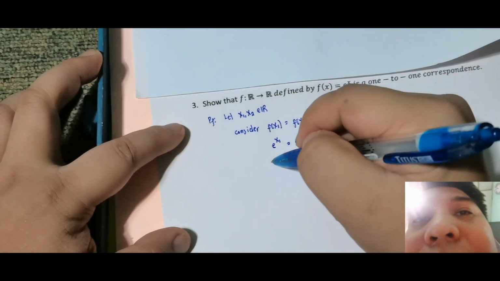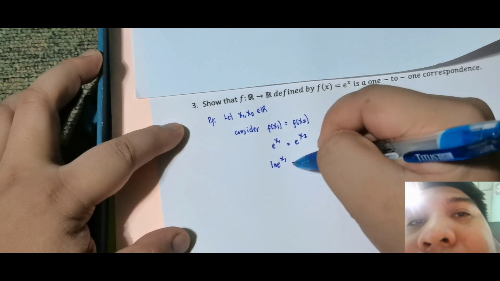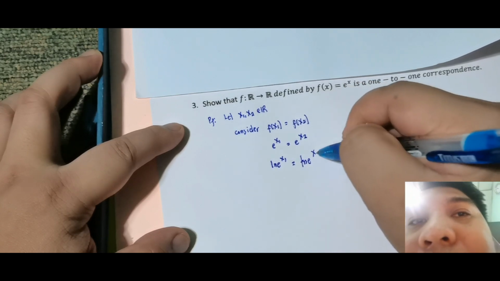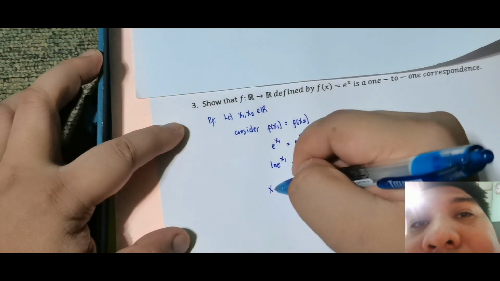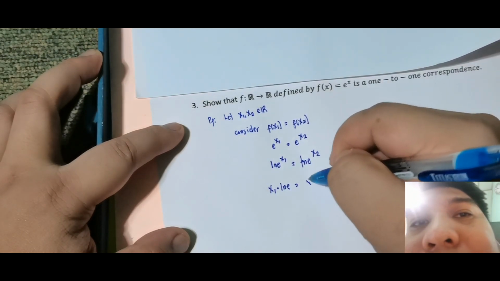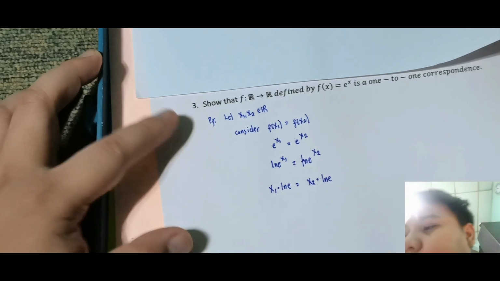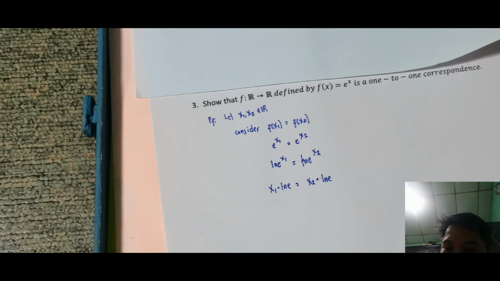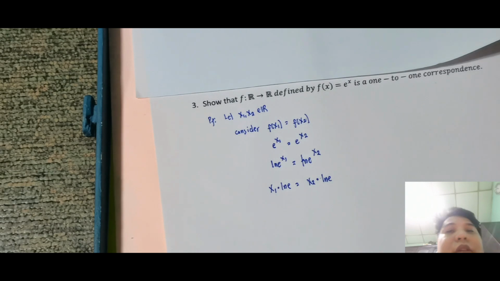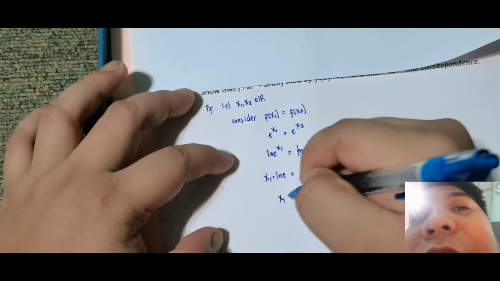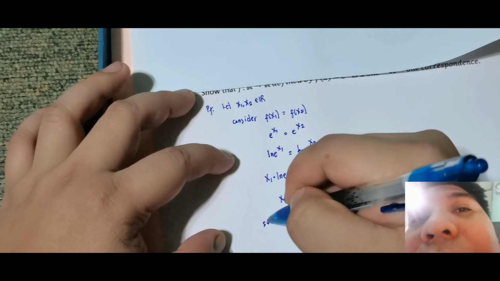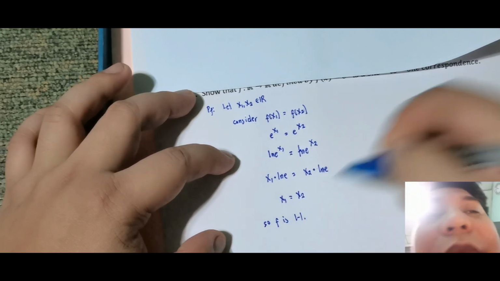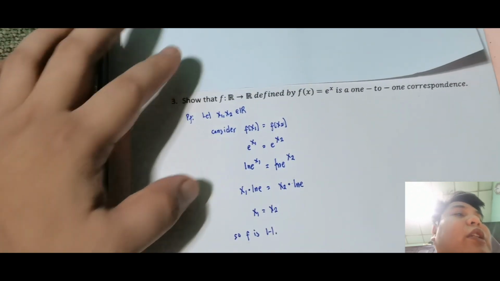Then applying ln both sides, that is ln of e raised to x sub 1 is equal to ln of e raised to x sub 2. Then baba natin do, this is x sub 1 times ln of e equal sa x sub 2 times ln of e. So ngayon, ano sa ln of e? Note that ln of e is 1. Okay, so therefore, this is x sub 1 is equal to x sub 2. So, f is 1-to-1. Okay, next is, show natin na siya ay onto.